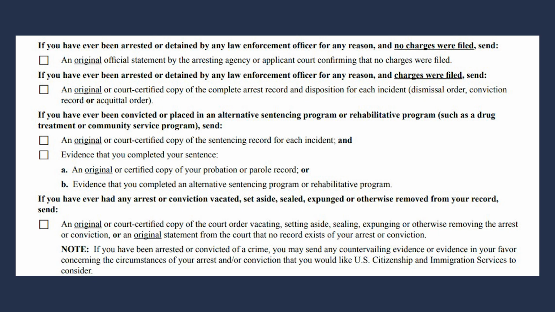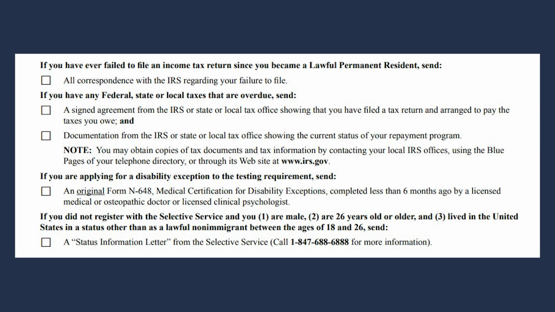If you have ever had any arrest or conviction vacated, set aside, sealed, expunged, or otherwise removed from your record, send an original or court-certified copy of the court order vacating, setting aside, sealing, expunging, or otherwise removing the arrest or conviction, or an original statement from the court that no record exists of your arrest or conviction. If you have ever failed to file an income tax return since you became a lawful permanent resident, send all correspondence with the IRS regarding your failure to file.